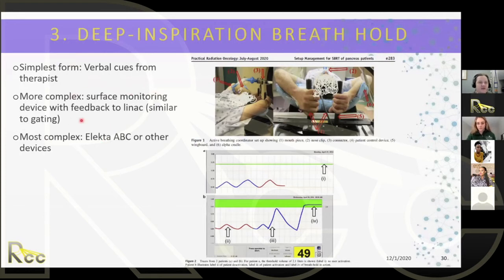If you have a surface monitoring device, the same as we use for the gating techniques, you can actually use that to give the feedback to the Linac on when to switch on and off the beam. Most complex, you actually have something like the Elekta ABC or other devices where the patient actually can see their respiratory motion. And once they hold their breath, they actually have a button here that closes a bellow, helps them hold their breath and switches their beam on, and the patient can release that and switch their beam off. That's the most sophisticated version.